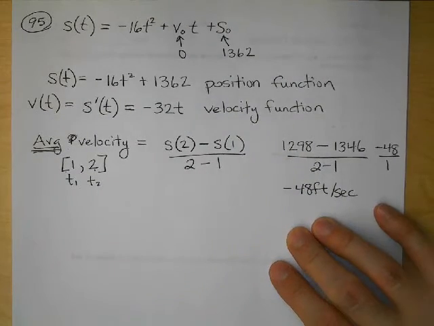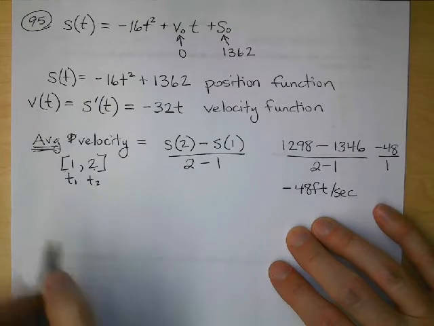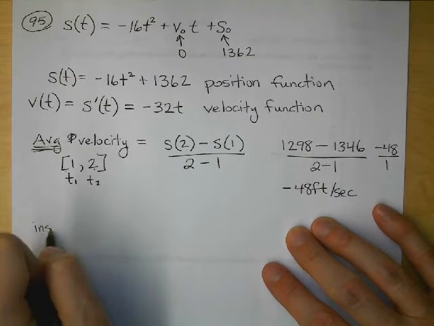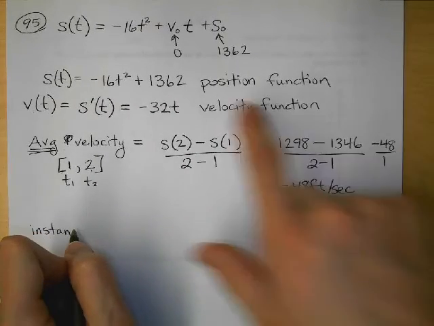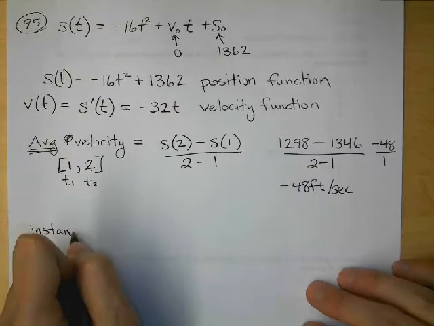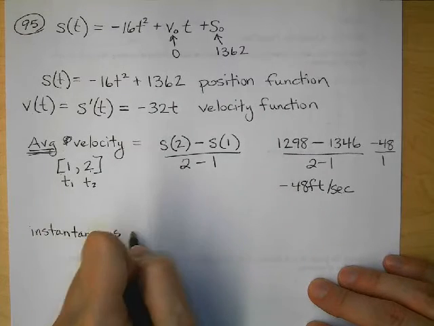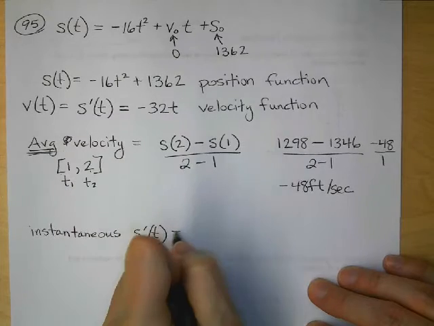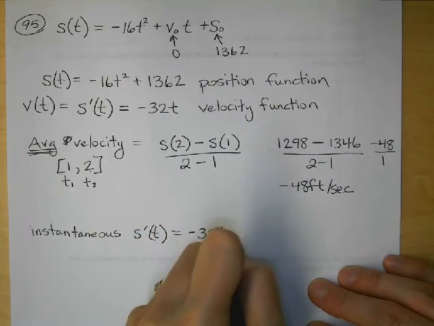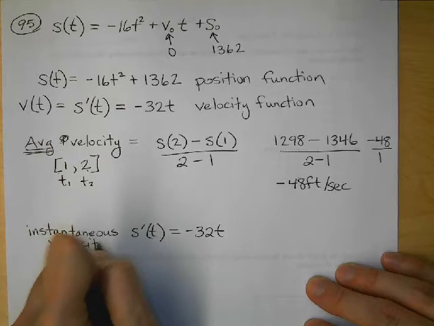Okay, then it says for part C, find the instantaneous velocity. So when it says instantaneous, then you use the velocity function. Then you use this derivative function. Then you use that s prime function, the velocity function, which said it was negative 32t. If they want instantaneous velocity, use the derivative function.